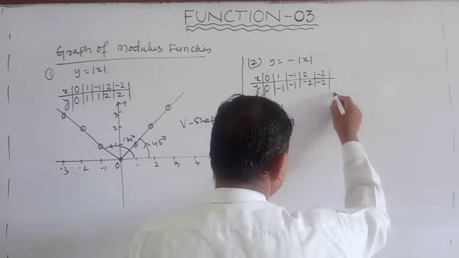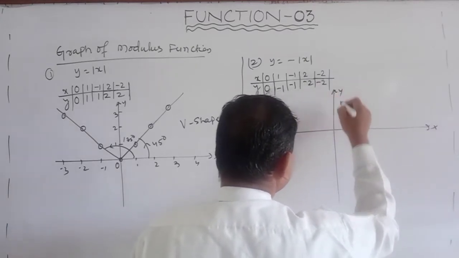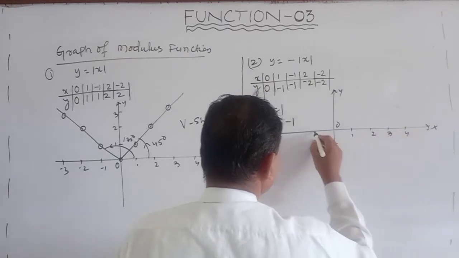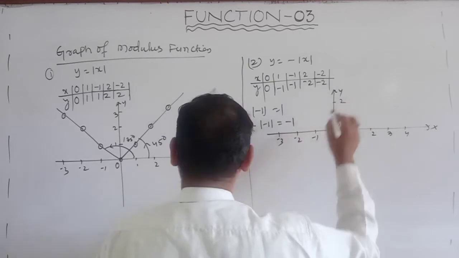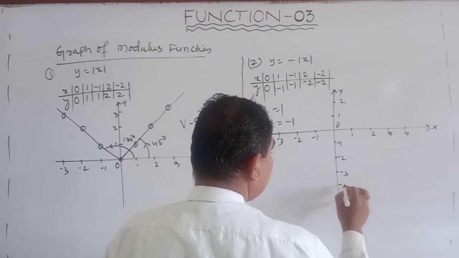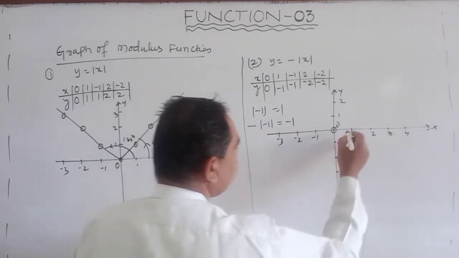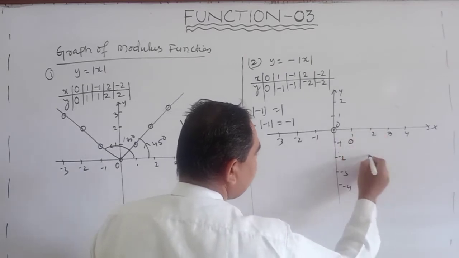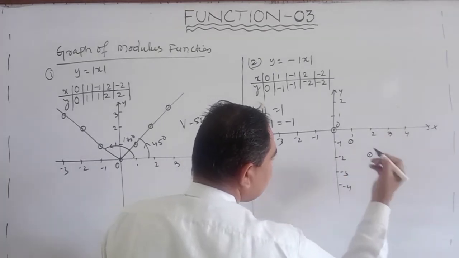Draw the graph. This is the x axis, this is the y axis, the origin. 1, 2, 3, 4, minus 1, minus 2, minus 3, minus 4. When x is equal to 0, y is equal to 0. x is 1, y is equal to minus 1. x is 2, y is equal to minus 2. x is equal to 3, y is equal to minus 3. Join them.